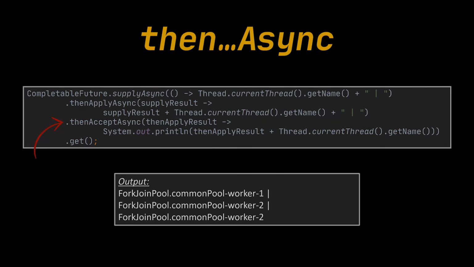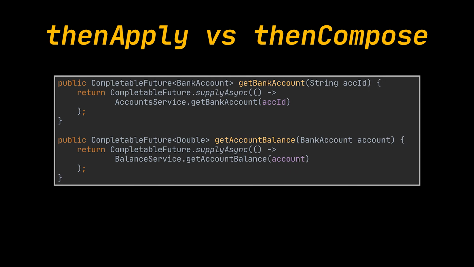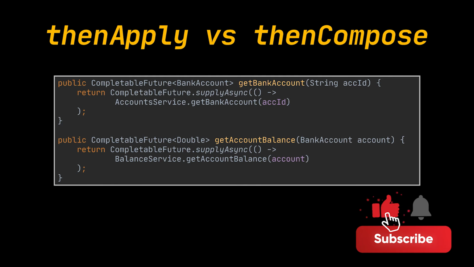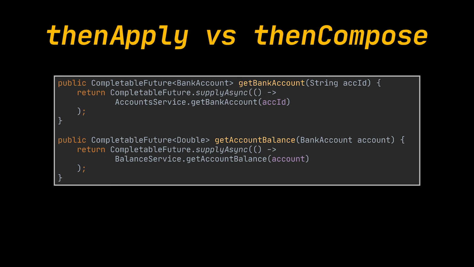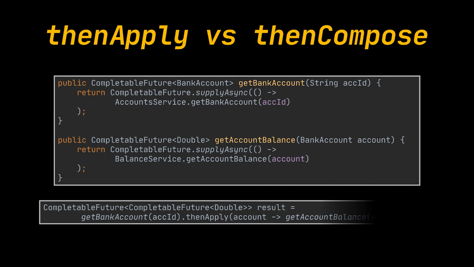Okay, now let's say we want to fetch a bank account object from a remote service, and once the account is available, we'd want to fetch the balance of that account from another service. So consider the implementations you see of getBankAccount and getAccountBalance methods. Let's understand what will happen if we use thenApply to achieve the desired result. In earlier examples, the callback would return a simple value, but in this case it is returning a completable future. Therefore, the final result in the above case is a nested completable future.